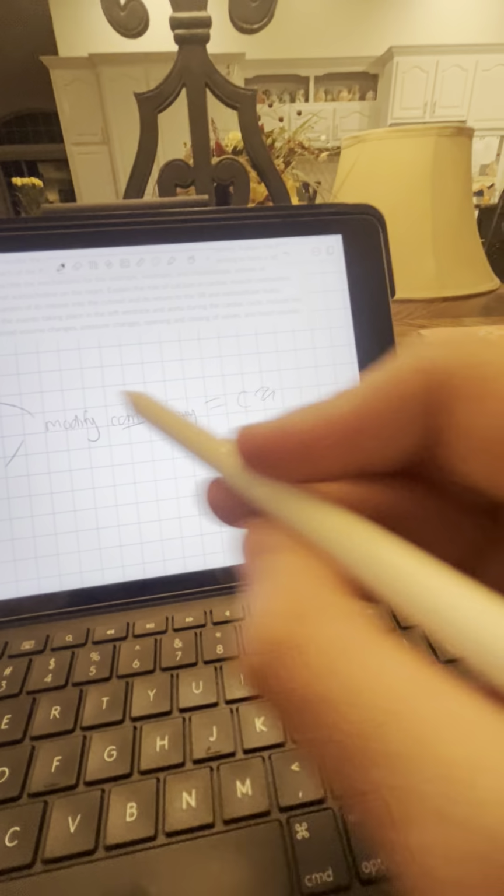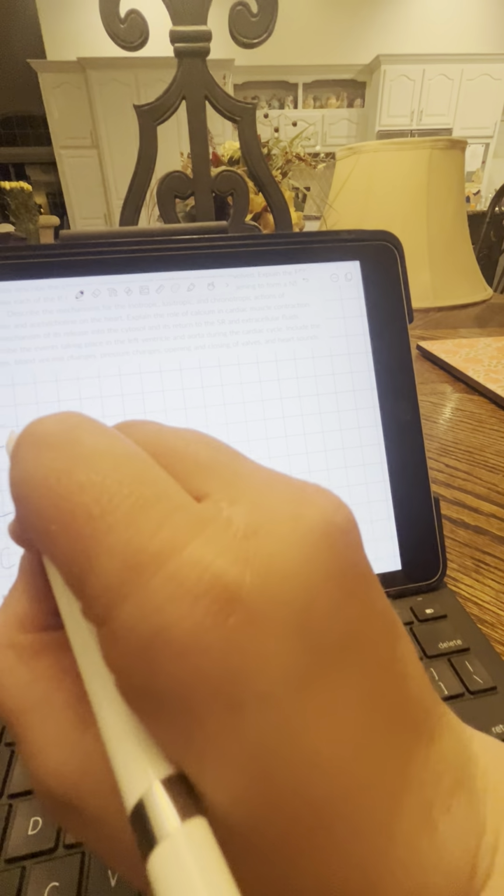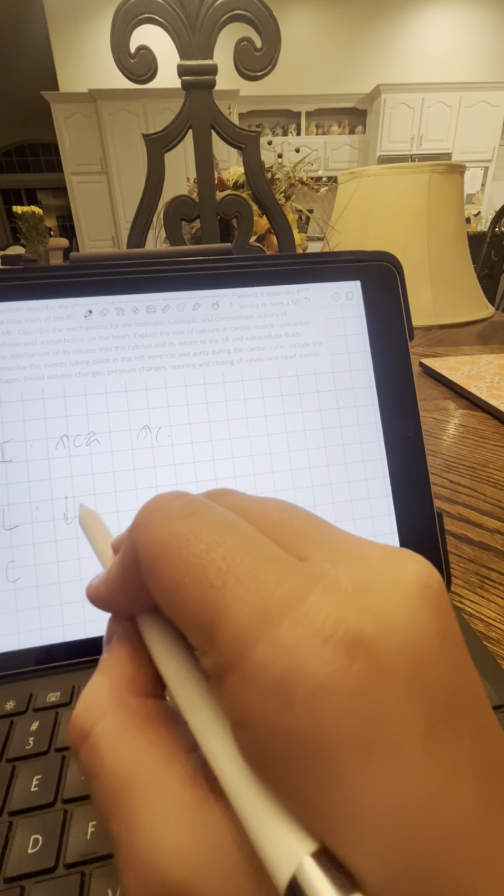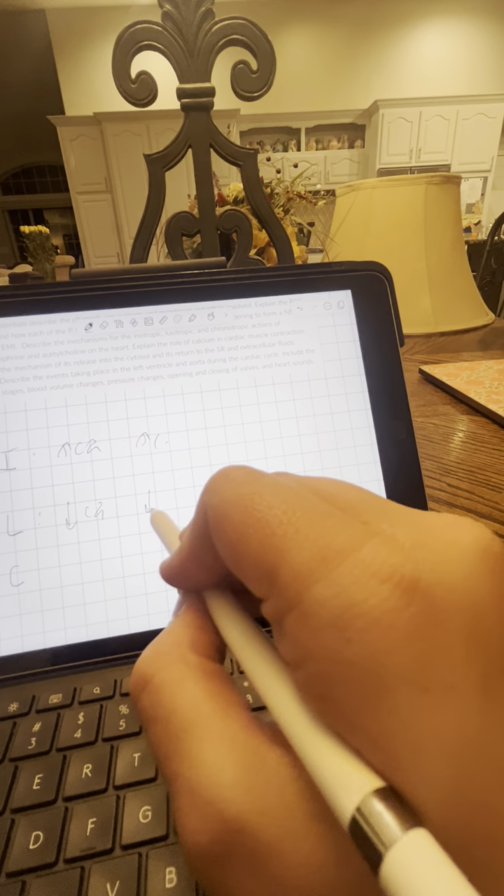your calcium. Okay, so your inotropic actions are going to increase your calcium, which is going to increase the contractility, which is going to increase strength. Lusitropic is going to decrease calcium, which is going to then decrease contractility and decrease strength.